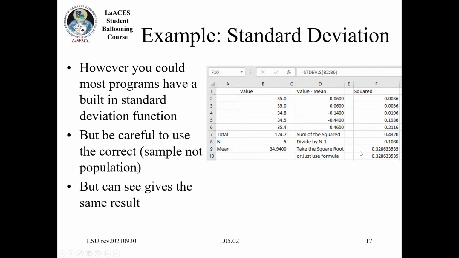But you can see that basically, if I use the formula or if I go through step by step, I get the same value, right? I get this 0.3286, etc.